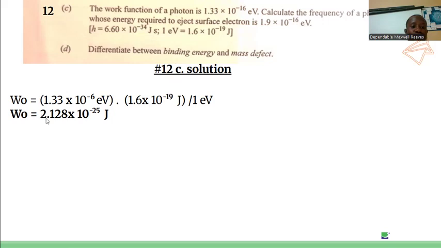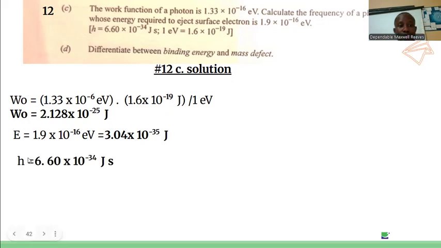We have 2.128 times 10 to the minus 25 power joules, because eV will cancel eV here, so we are left with joules. So doing that for the energy, also we have 1.9 times 10 to the minus 16 power eV, electron volt, equal to 3.04 times 10 to the minus 35 power joules. We obtain the value by multiplying 1.9 times 10 to the minus 16 power by the constant value given to us, 1.6 times 10 to the minus 19 power joules, to obtain this value here.